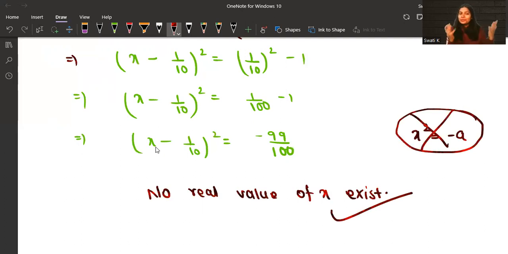That is why it was very important to solve the last question as well, just to make you understand that every time you will not get a value of x. Sometimes you get something like this, where it is not possible to find the value of x.